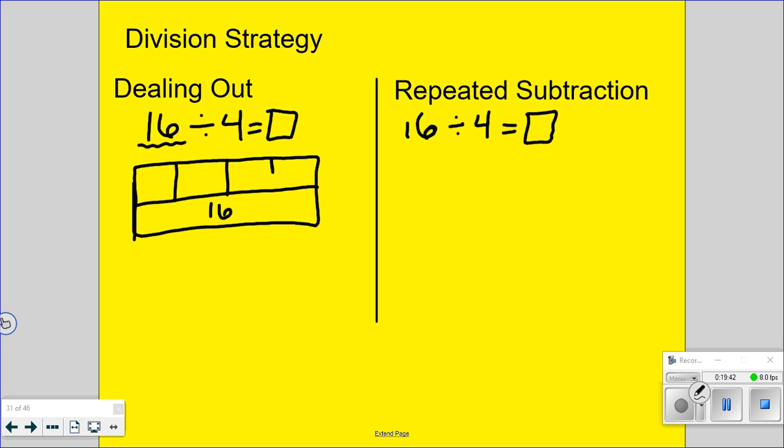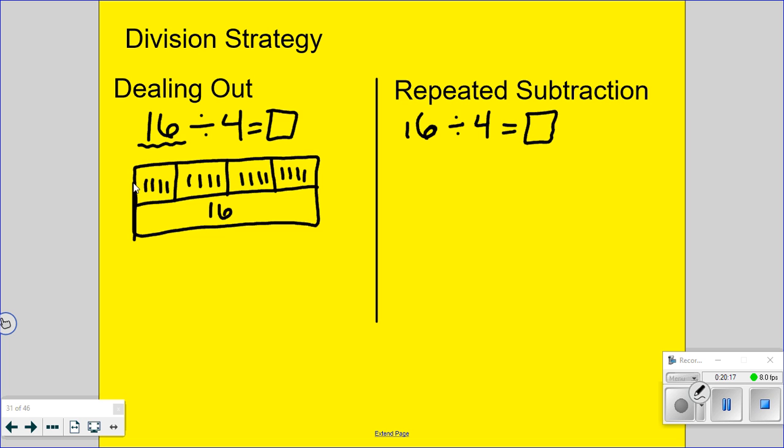How many times does 4 go into 16? We know that we could go 1 for you, 1 for you, 1 for you, 1 for you. Go ahead and deal out just like you know how to. So you put 4 in each. Go ahead and deal out just like you know how to. 1, 2, 3, 4, 5, 7, 8, 9, 10, 11, 12, 13, 14, 15, 16.